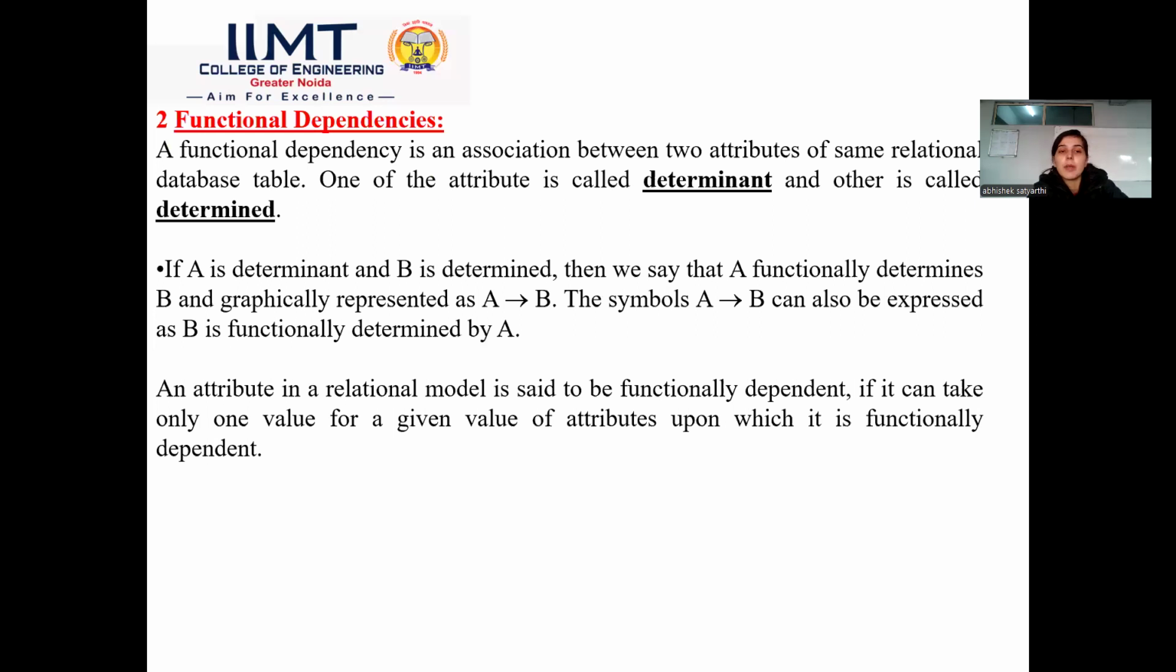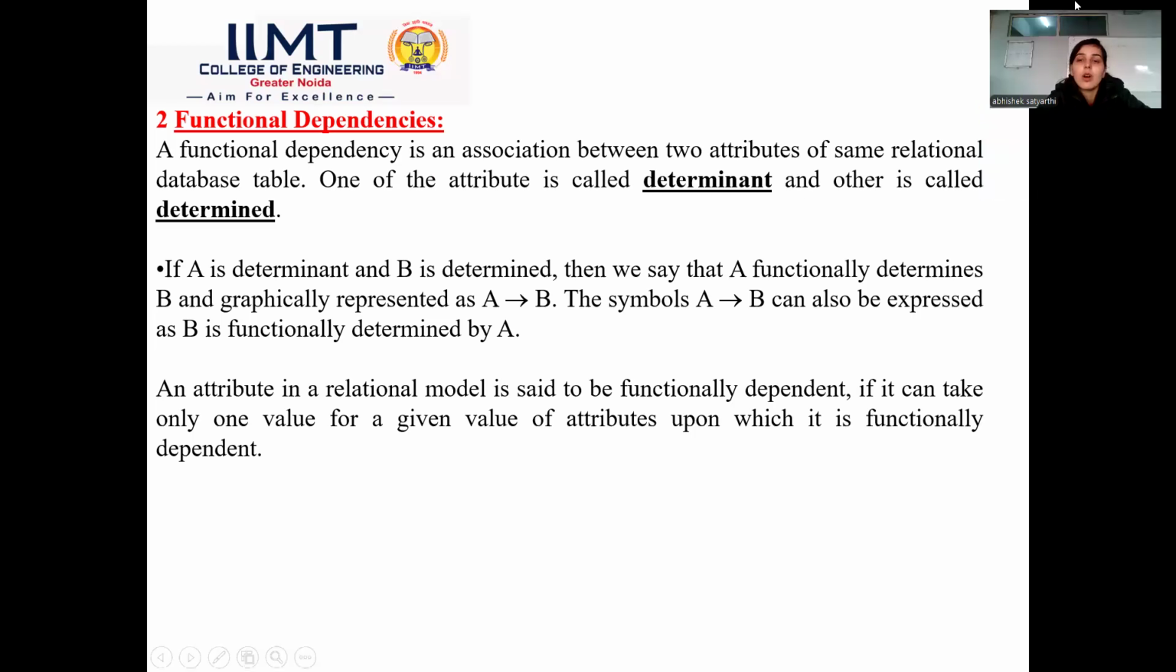Next is functional dependency. So what does functional dependency actually mean? Basically, functional dependency is a tool to identify the normalization. If we have to find out the different normal forms and how to do normalization, we must be aware of functional dependency. Functional dependency is an association between two attributes of the same relational database. One of the attributes is called the determinant and the other attribute is known as the dependent.